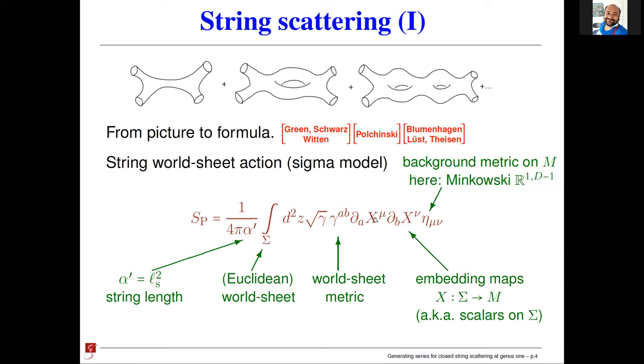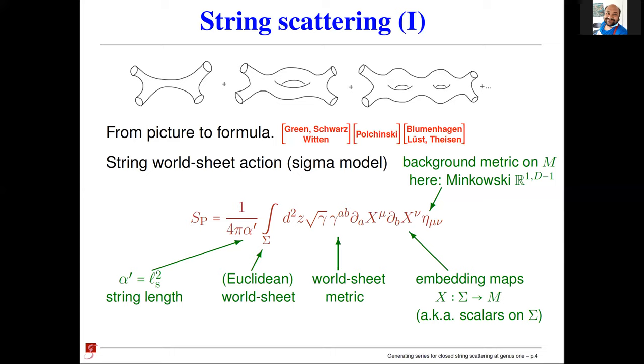And you have a number of different fields, which are related to the fact that you think of these fields X living on the world sheet sigma as being maps from sigma into some space M called the target space or the background space of the string theory. In the simplest case that I will consider, I will take this target space M to be nothing but d-dimensional Minkowski space. So these are maps from the world sheet into d-dimensional Minkowski space. There are d of them labeled X^mu, and I contract the indices using the background metric on M.